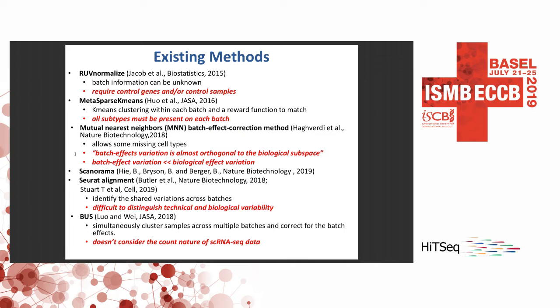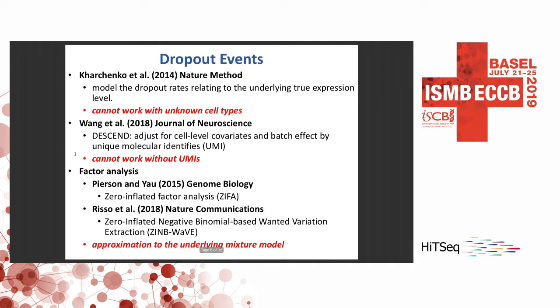However, all these mentioned methods, although many have already been applied to single-cell RNA sequencing data, do not consider the count data nature of single-cell RNA sequencing data. We know that for single-cell RNA sequencing data, we can observe a large number of zeros, which are termed dropout events. A large body of literature has tried to model the dropout events. Recently, there are also efforts that try to couple the modeling of dropout events and factor analysis. However, the factor models are only an approximation to the underlying mixture model.